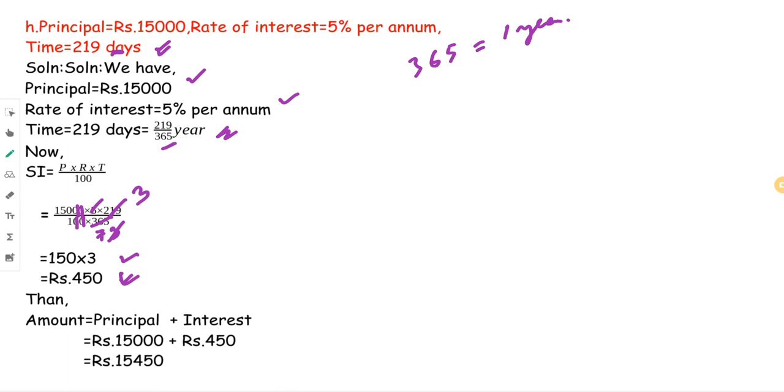How do you find the amount? Principal plus interest, right? Principal is 15,000. Interest, we just got it now, 450. So you add, and we're going to get how much? Rupees 15,450. That means at the end of 219 days, how much are we paying? 15,450. Okay.